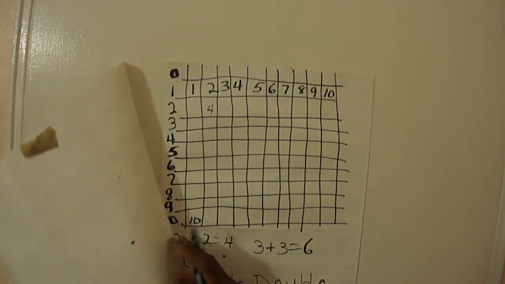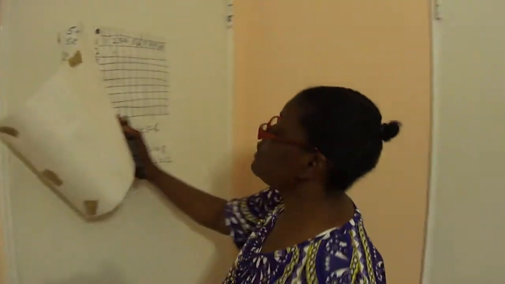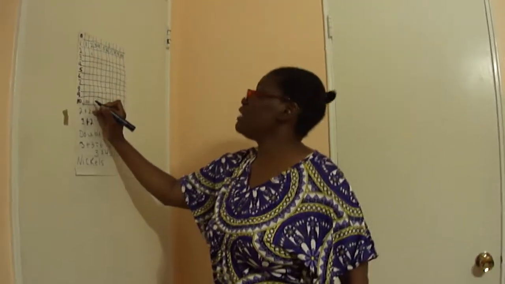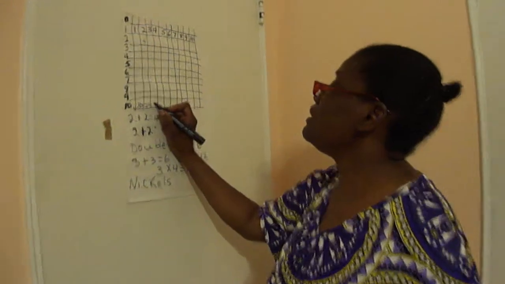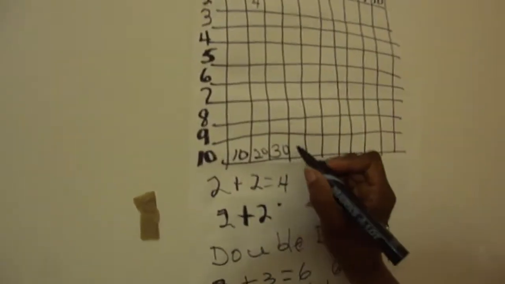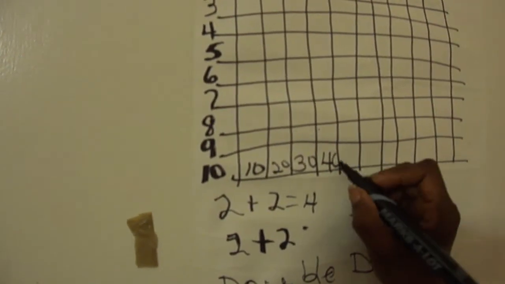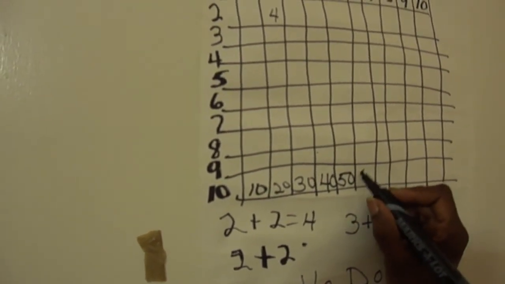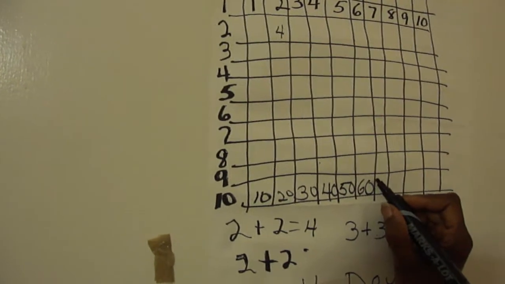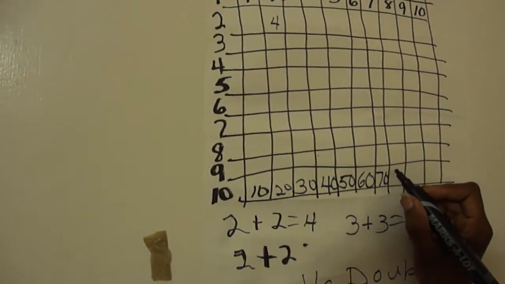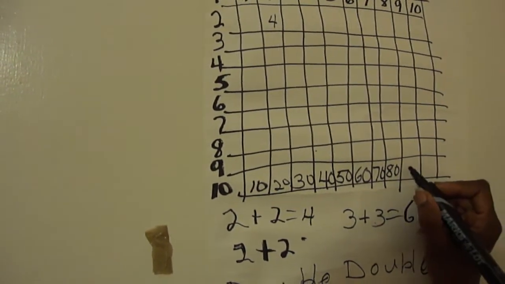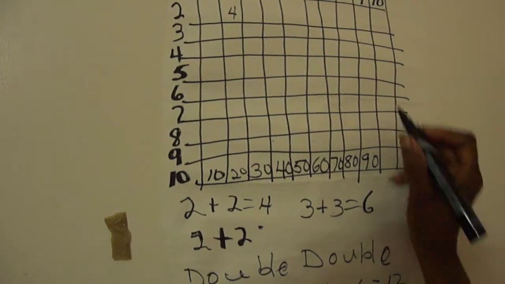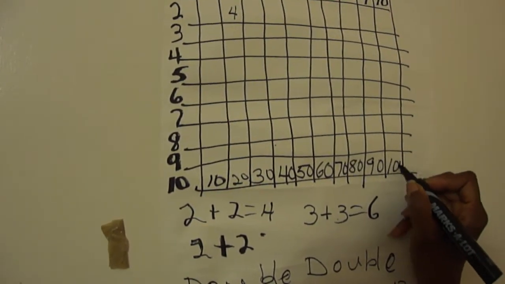Let's see. We are going to start with the table of 10. 10 times 1 is 10. 10 times 2 is 20. 10 times 3 is 30. 10 times 4 is 40. 10 times 5 is 50. 10 times 6 is 60. 10 times 7 is 70. 10 times 8 is 80. 10 times 9 is 90. And 10 times 10 is 100.